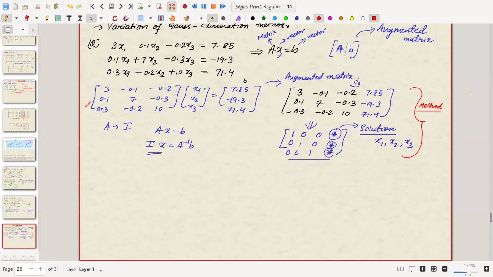Ready? So let's start. What should we do first? Your first aim should be to make this element 1, so that you have this 1 over here. Okay, how will you do this? Divide by? Yes, do it. You should work with this augmented matrix. If you do, what do you get?